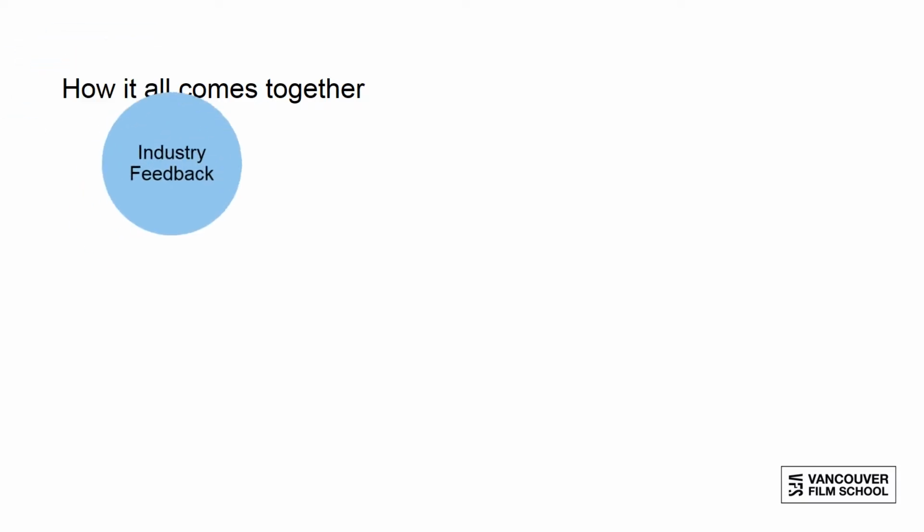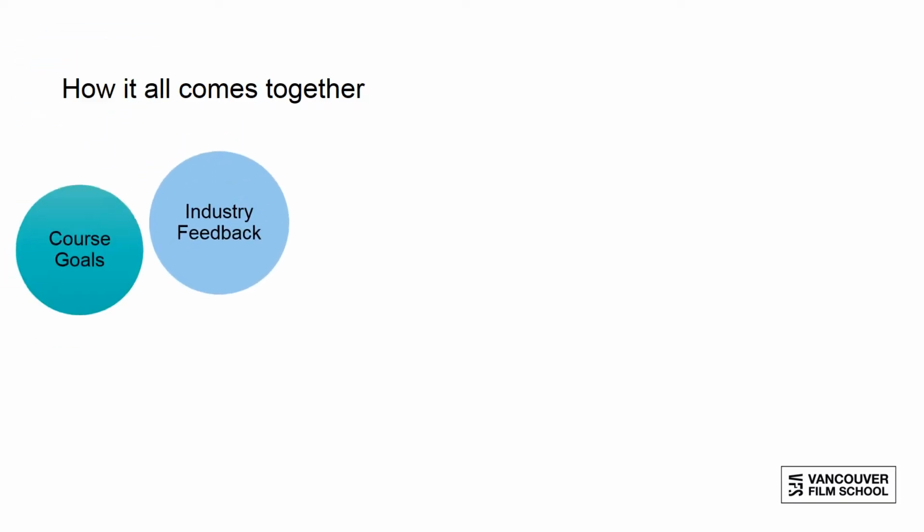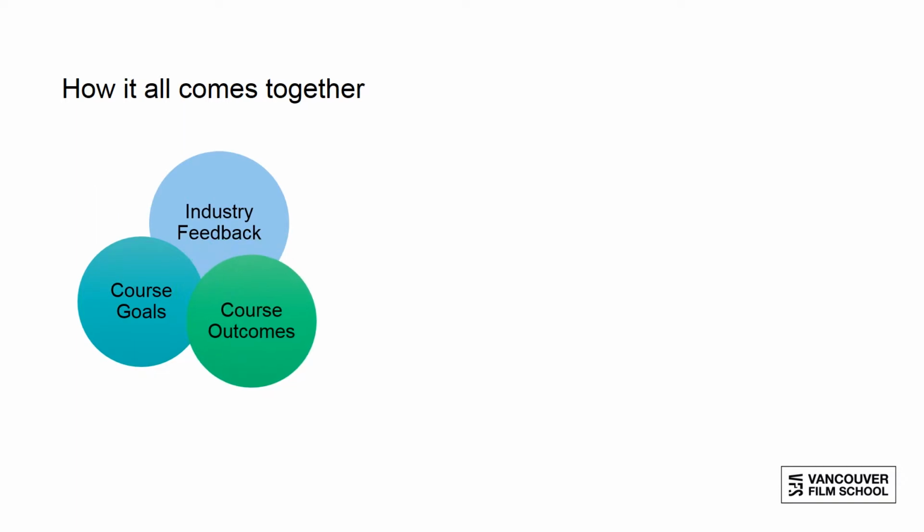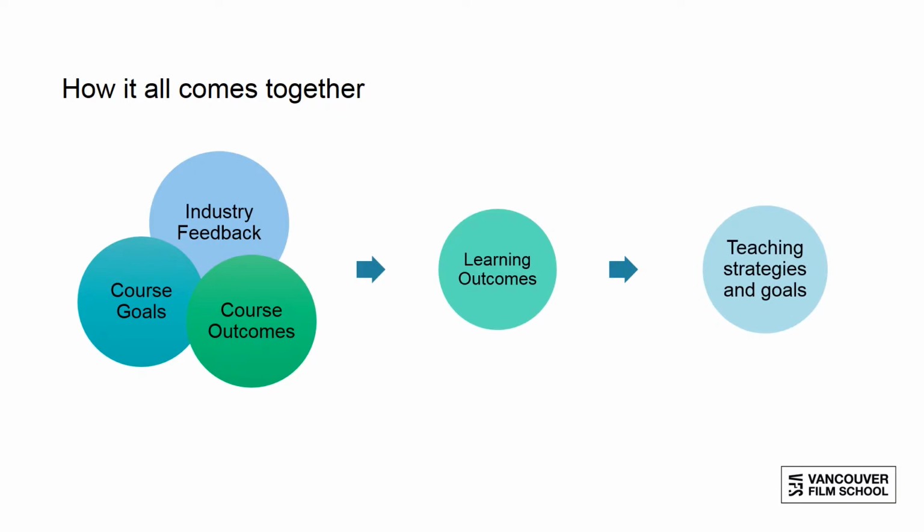So based on this feedback, we get broader course goals and course outcomes. This is what instructors should get from their programs before starting classes. The instructor then takes the broader course outcomes and breaks them down into learning outcomes for each of the lessons that make up the course. Teaching strategies and goals are then decided upon based on these more specific learning outcomes.